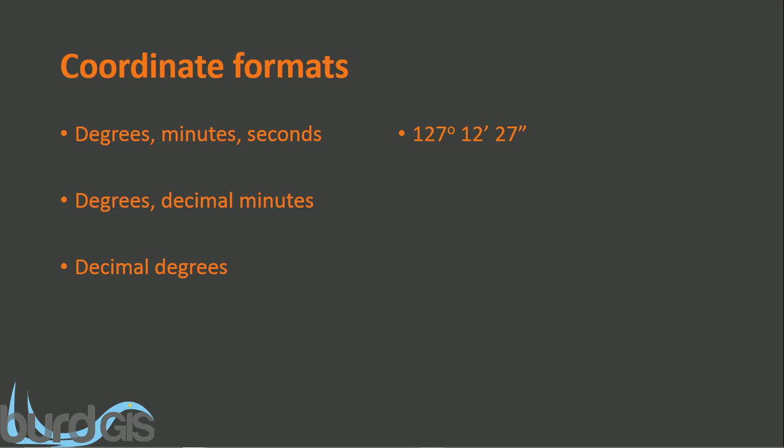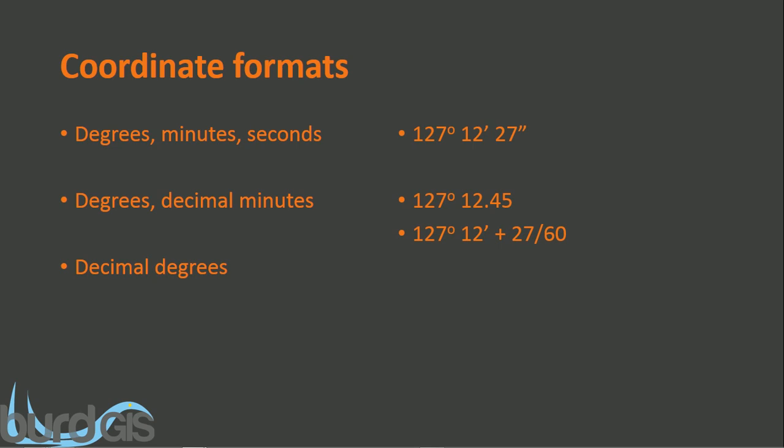So armed with that knowledge, if we wanted to convert degrees, minutes and seconds to degrees, decimal minutes, how do we decimalize our minutes? Well, if we do, it looks like this: 127 degrees and 12.45 minutes. That point means it was decimalized. And how do we get to the 45? Well, if there's 60 seconds in a minute, it's pretty easy. We just divide by 60 and add that to our minutes.